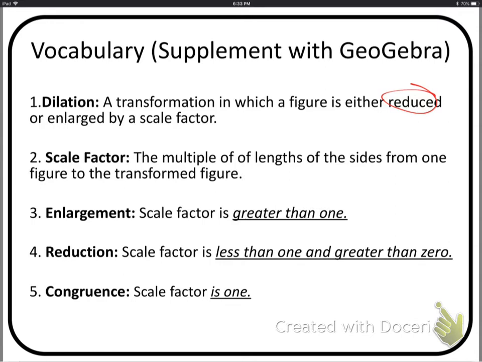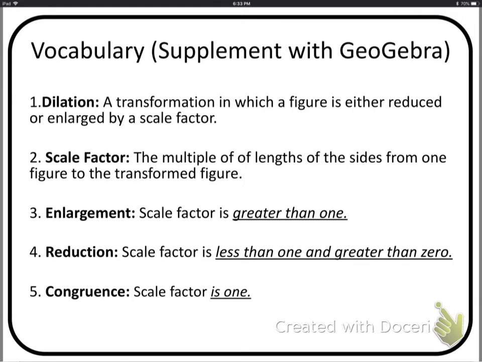It's taking an image, enlarging it by the same proportion, or reducing it by the same proportion. Scale factor is the amount that it is enlarged by. So let's say you take a piece of paper and you enlarge it by 2. Your scale factor is going to be 2. Or if you triple the size, then your scale factor is going to be 3.